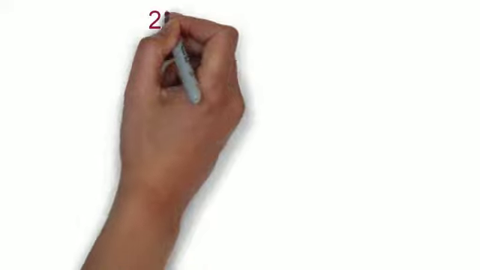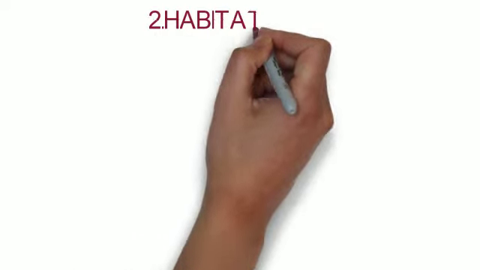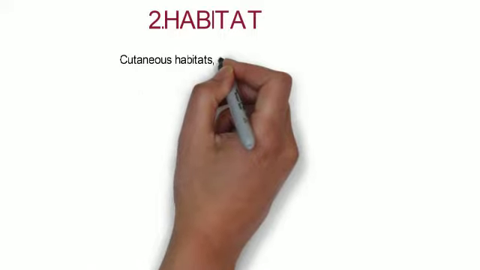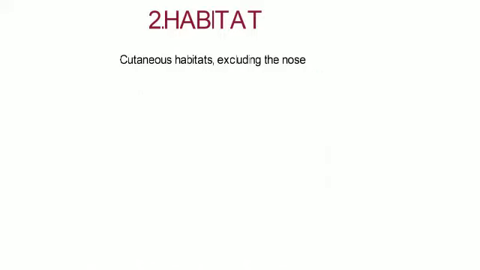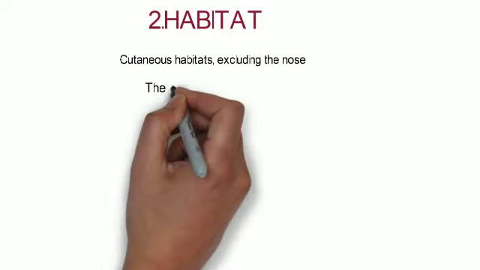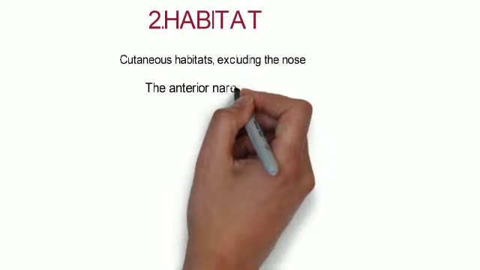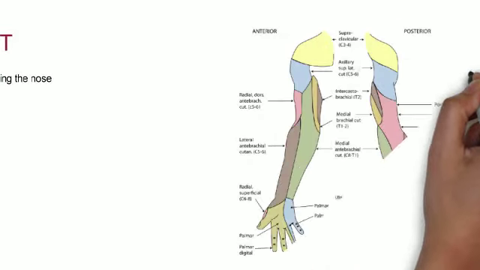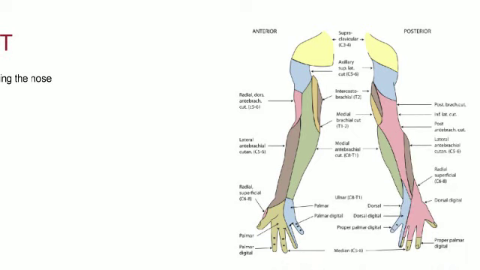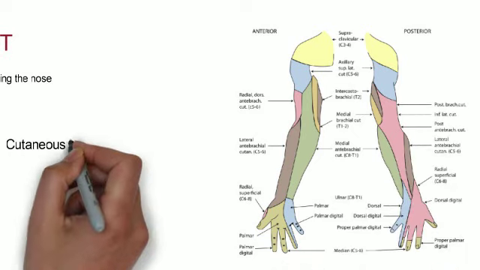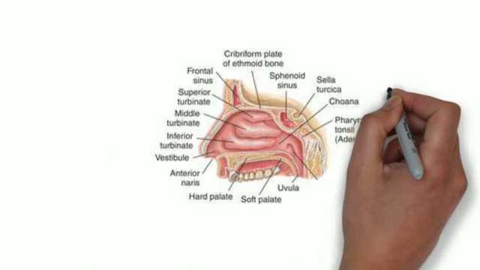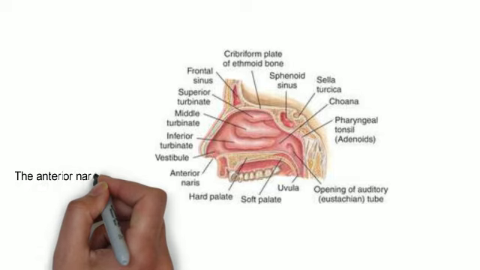2. Habitat. Cutaneous habitats, excluding the nose. Staphylococci are one of the major groups of bacteria inhabiting the skin, skin glands, and mucous membranes of mammals. The commonest resident staphylococcal species on human skin in terms of population size is Staphylococcus epidermidis. The anterior nares. The nose provides a major habitat for Staphylococcus epidermidis, and is the dominant ecological niche for Staphylococcus aureus.